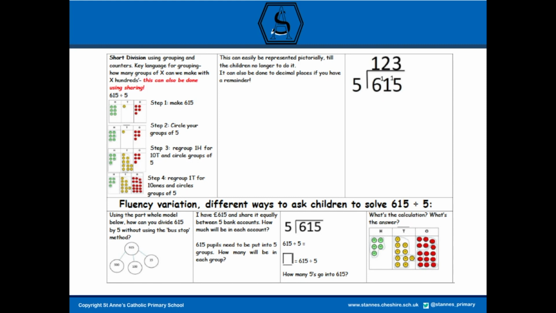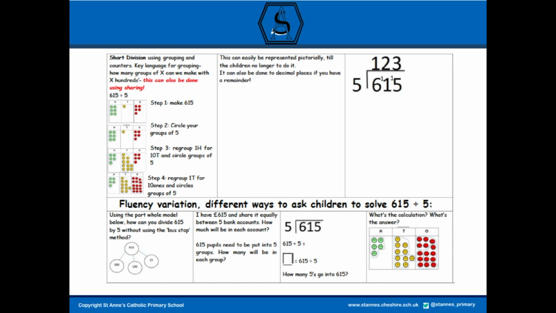Now we do it for the first 100, but we've got 100 left over. So then we regroup that into 10 tens, and then we circle groups of 5 in our tens, which leaves 1 group left over again, and we regroup that into 10 ones, and we circle groups of 5, which leaves 3 groups of 5 in the ones. The answer is 123, because we've got 1 group in the 100s, 2 groups in the tens, and 3 groups in the ones.